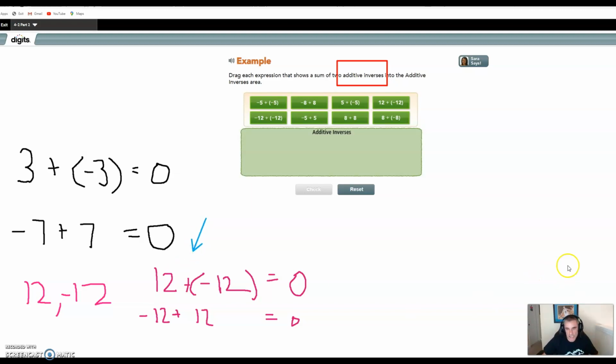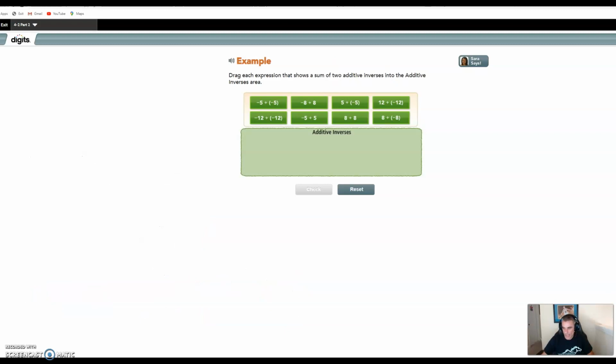Okay, so let's take a look at our choices here. It says drag each expression that shows a sum, that means addition, of two additive inverses into the additive inverse area. So I'm looking for numbers that when I add them together, they sum up to 0. And my first choice that I'm going to look at is this one right here, negative 5 plus negative 5. Well, let's think about that.